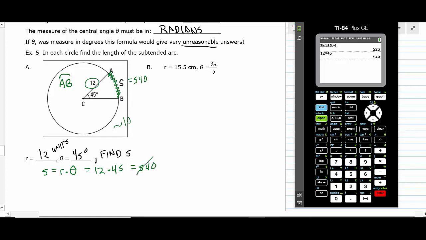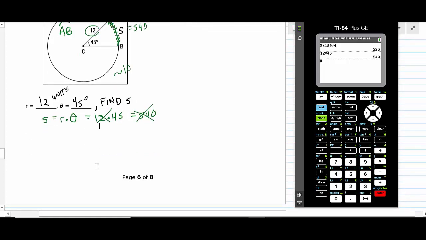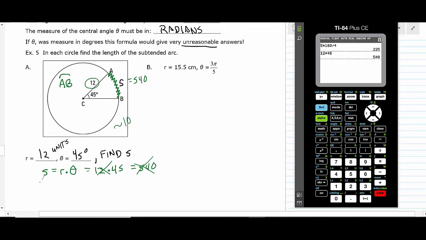That's totally wrong. So the first thing that you must do in this problem is convert the 45 degrees to radians. What we learned a little while ago is the way you convert degrees to radians is you multiply by pi over 180.